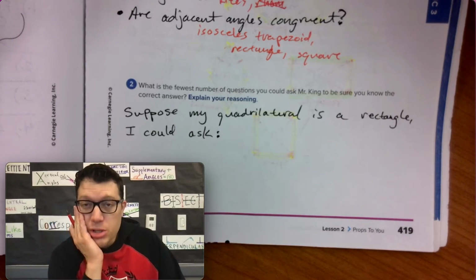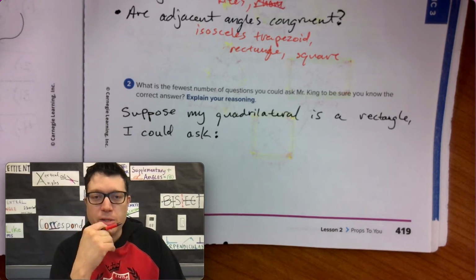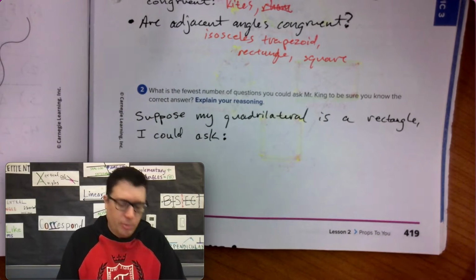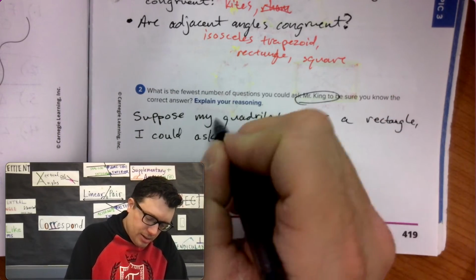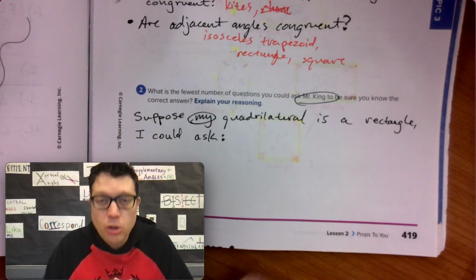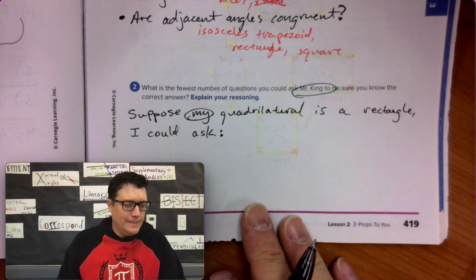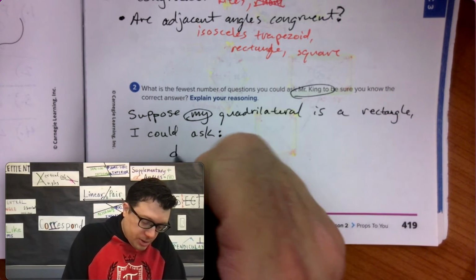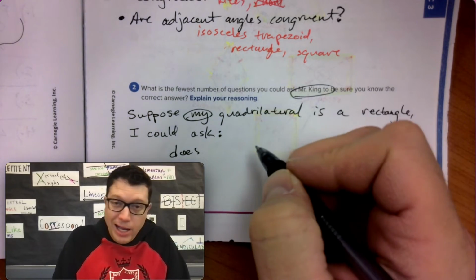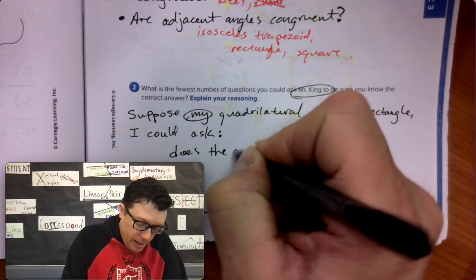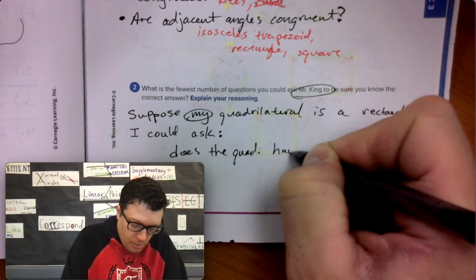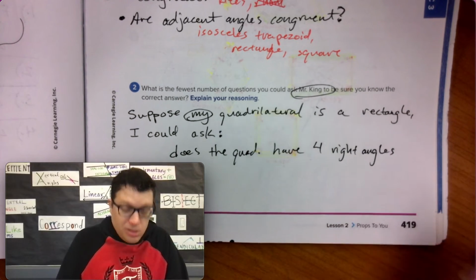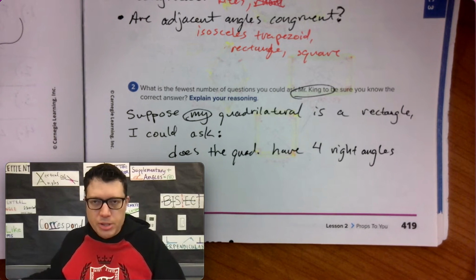Okay, what's the fewest number of questions that you could ask Mr. King to be sure you know the correct answer? Let's just suppose Mr. King's quadrilateral is a rectangle, right? You could ask the first one: does the quad have 4 right angles? Technically, 3 is all you need because then your 4th is guaranteed.